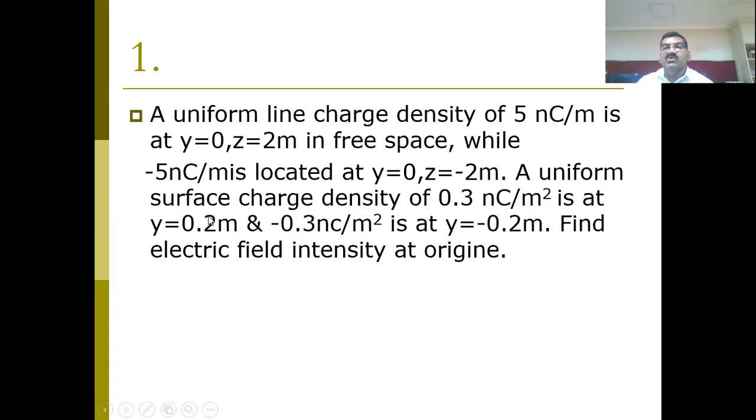Now for these two charges, you can draw a vector, since you are asked to find the electric field intensity at origin. To find it, draw the perpendicular vector joining from this charge to origin and from this charge to origin. Next is the uniform surface charge density of 0.3 nanocoulomb at y equals 0.2 meter. So where is this surface charge, in which plane? Y equals 0.2 meter. So it is in which plane?